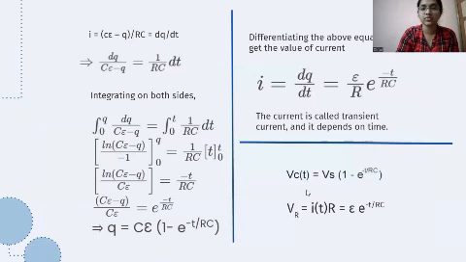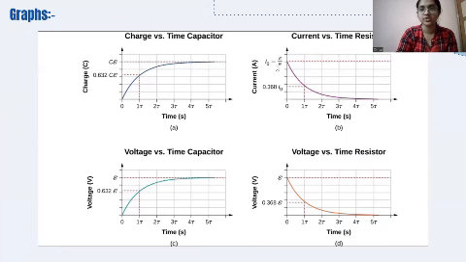And the current and voltage across the resistor are decreasing as they are in the format of constant into e power minus x, and e power minus x is a decreasing function. So both of them are going to be decreasing.